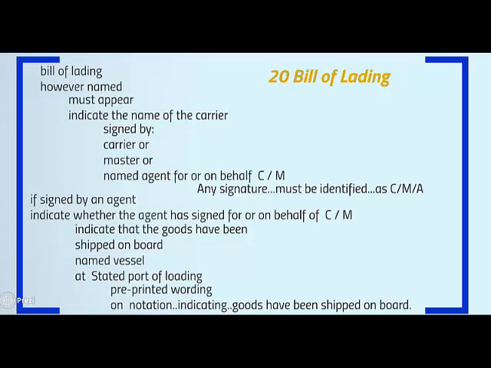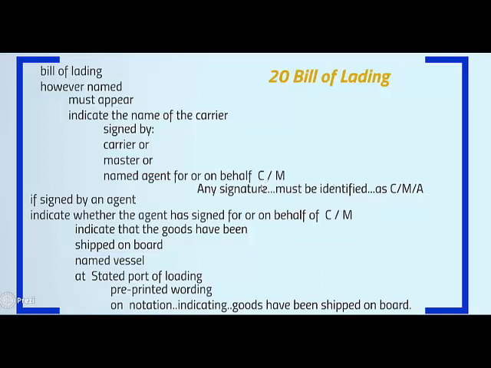It must appear to indicate the name of the carrier, same as the multimodal transport document. It should be signed by the carrier, master or named agent. Same as the multimodal transport document, it should be signed either by the carrier or the master or a named agent. If a named agent, then the agent should be signing for or on behalf of the carrier or the master. And any signature must be identified as that of the carrier or master or agent.